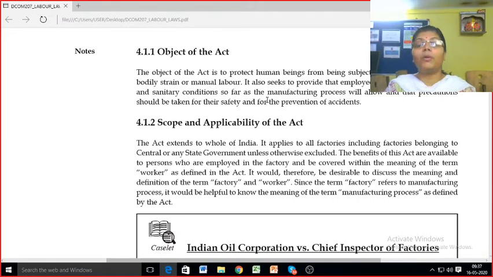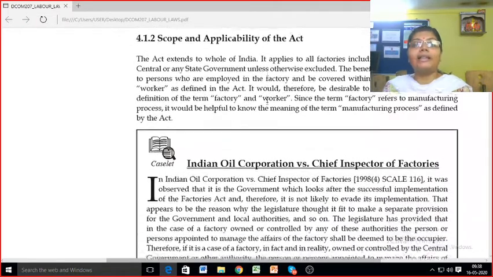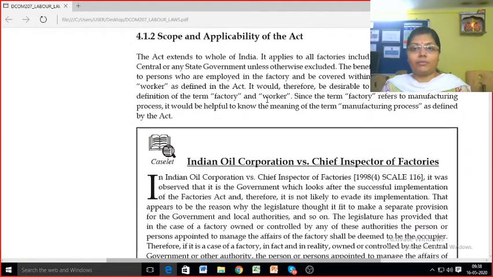In order to provide a healthy working environment, a sanitary condition as the manufacturing process will allow, and the precautions that should be taken for their safety and for the prevention of accident. This was the main object of the Factories Act. Now the scope and the applicability of the Act. Factories Act कहाँ पे applicable है?